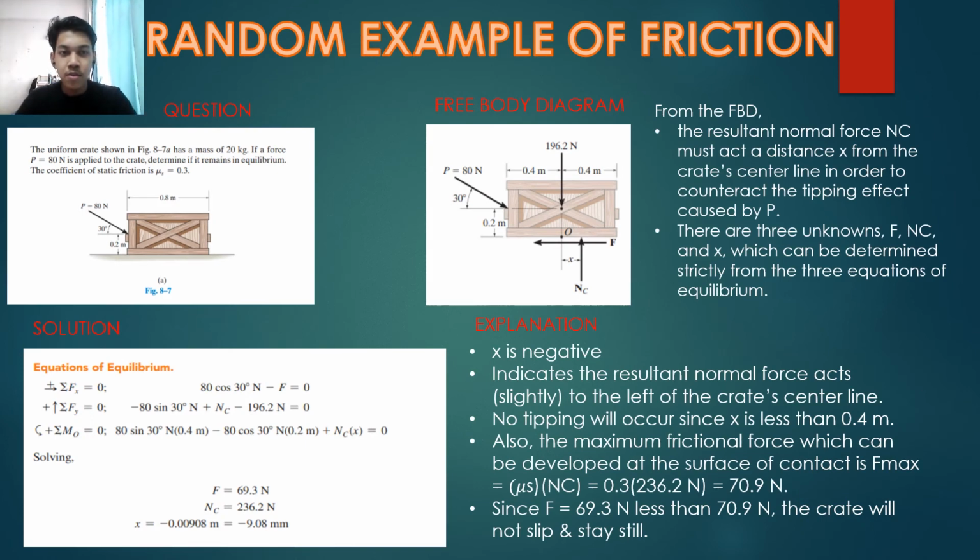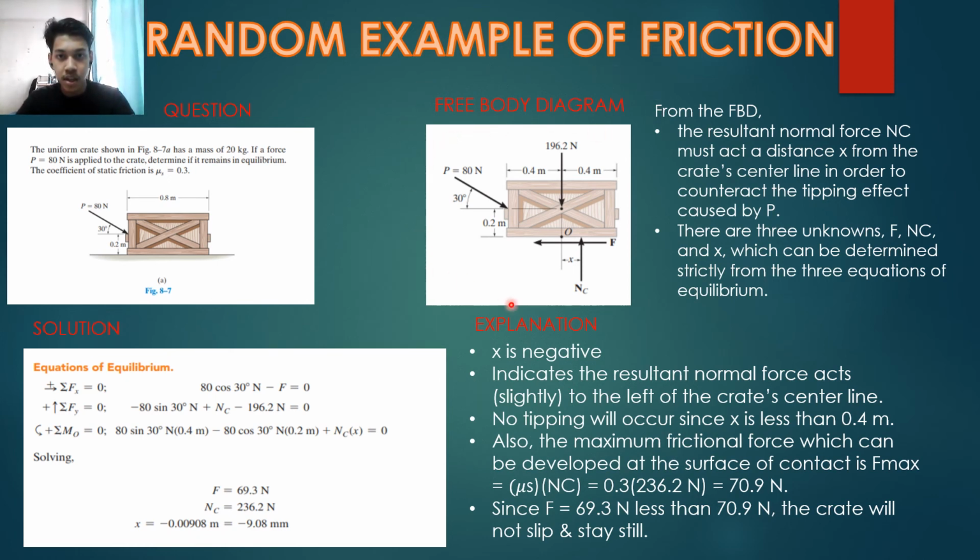Next, I'm going to discuss with all of you one example of friction. The question says that the uniform crate shown in figure X7A has a mass of 20 kilograms. If a force P equal to 80 Newton is applied to the crate, determine if it remains in equilibrium or not. The information given is the coefficient of static friction, μs, which is 0.3. Before we begin, we must draw the free body diagram first.